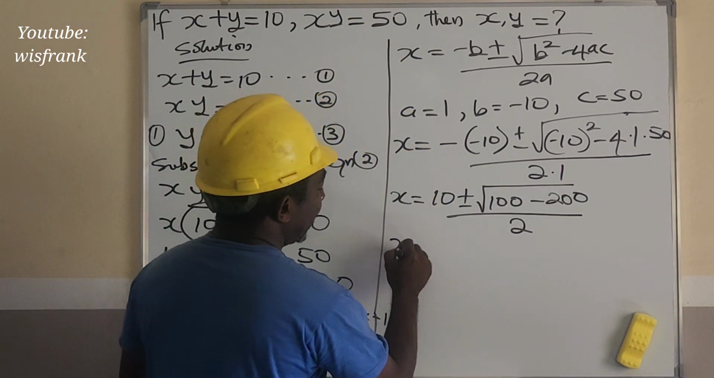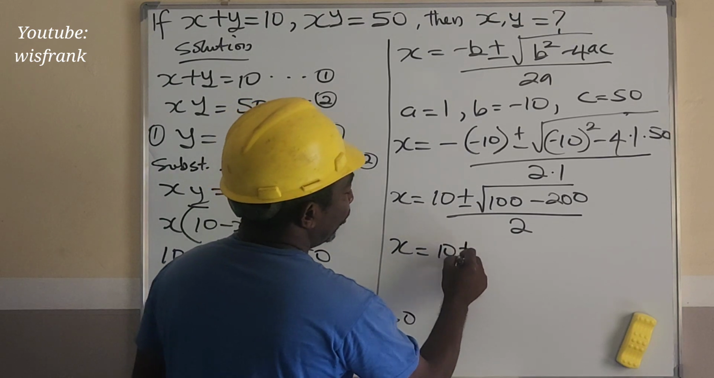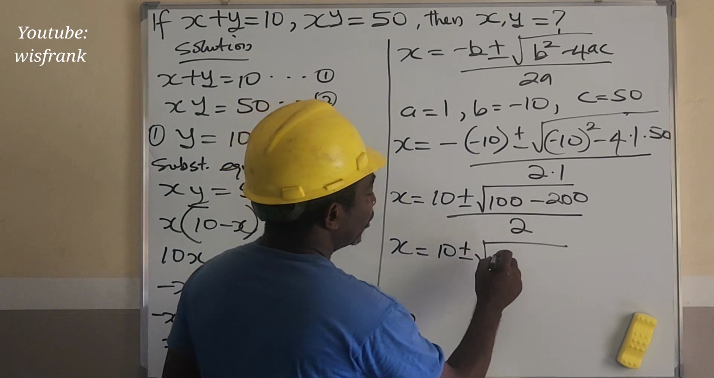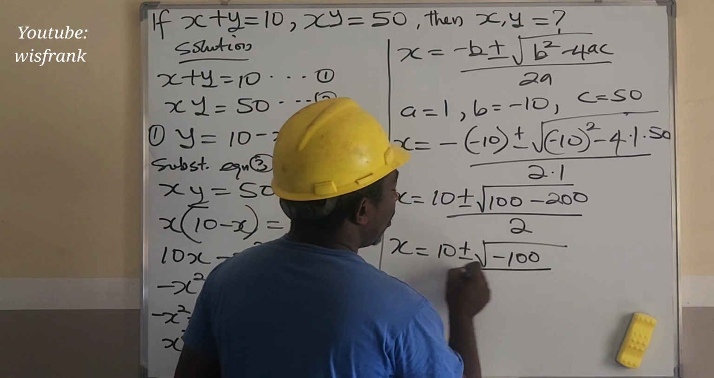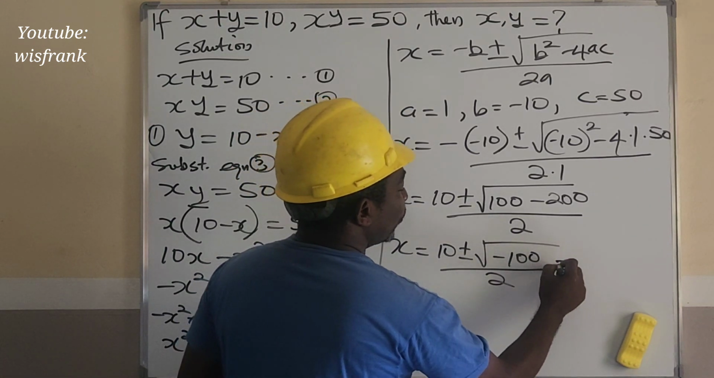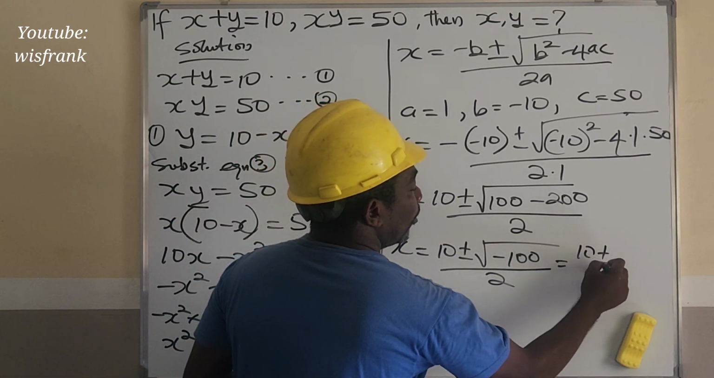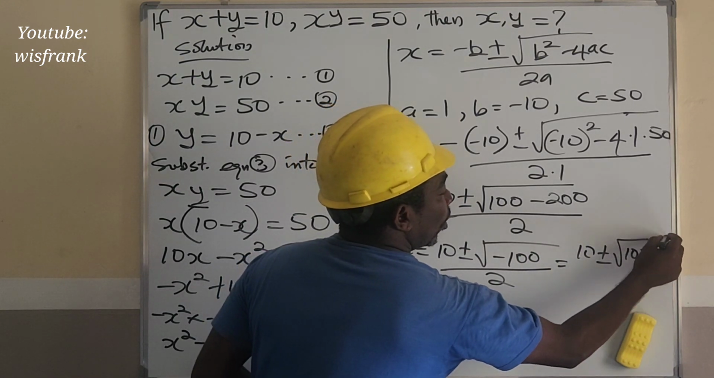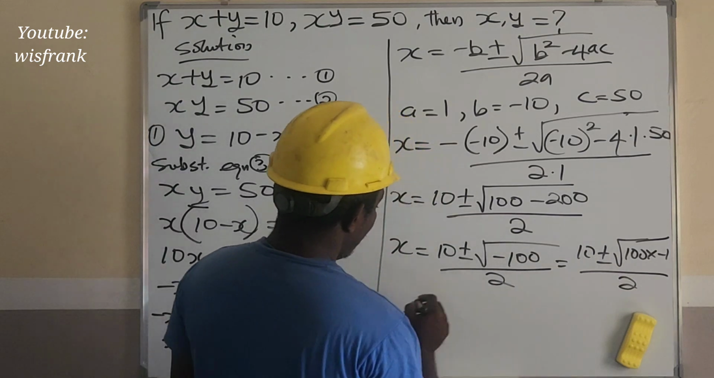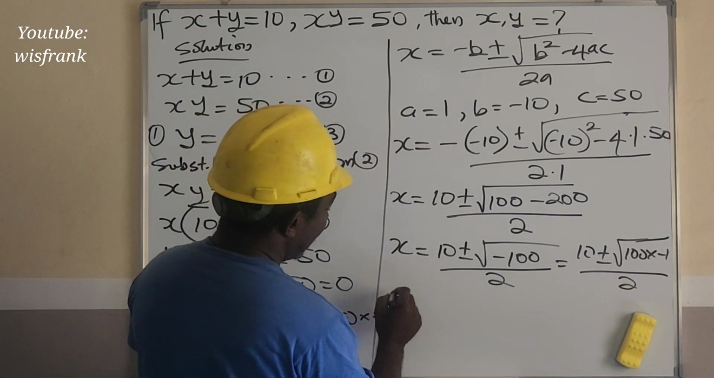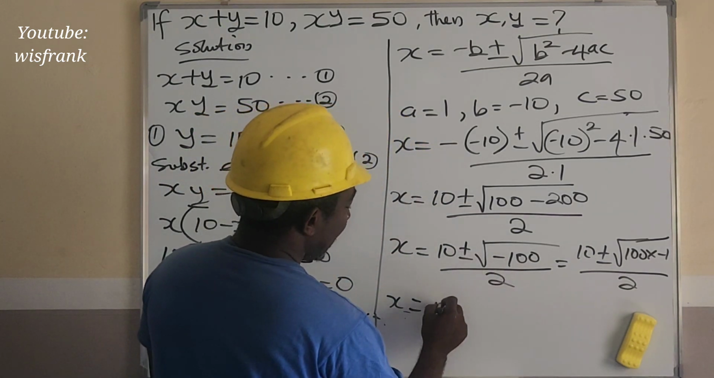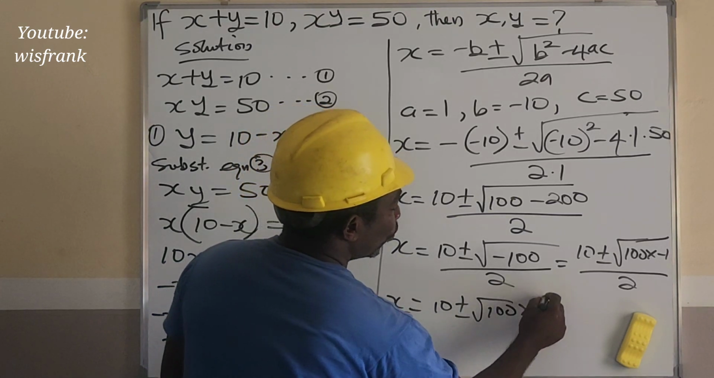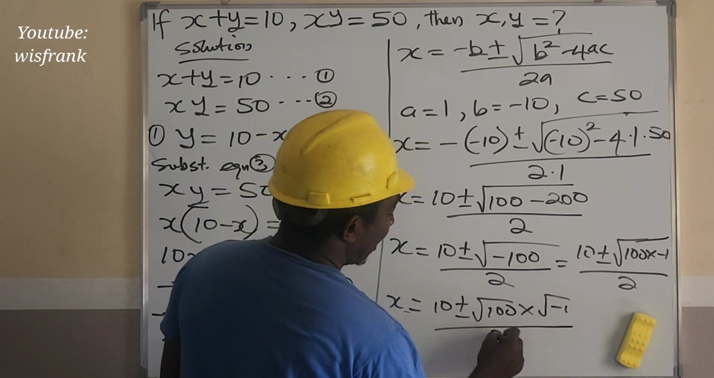So this will become x equals 10 plus or minus square root of 100 minus 200 will give us minus 100, all over 2. So in this case, we can write this as 10 plus or minus square root of 100 times minus 1, all over 2. So here, our value of x will become 10 plus or minus square root of 100 times square root of minus 1, all over 2.